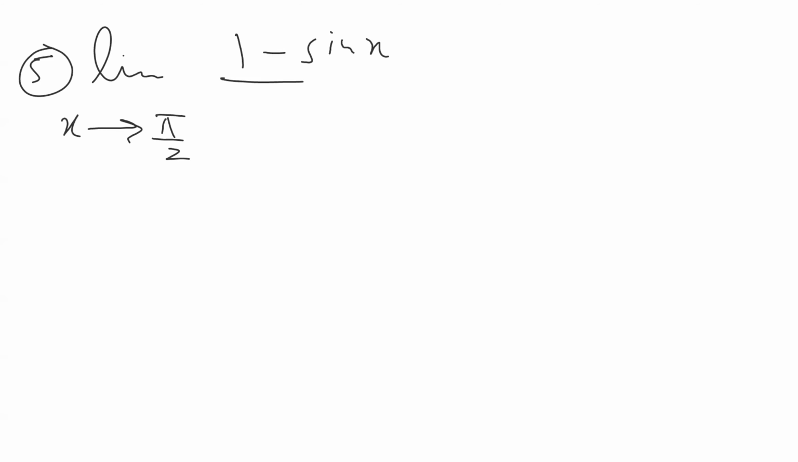Question number 5. Limit x approaching pi by 2 of 1 minus sine x upon 2 minus pi minus 2x, the whole square.